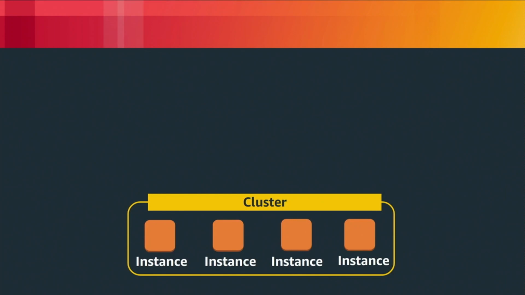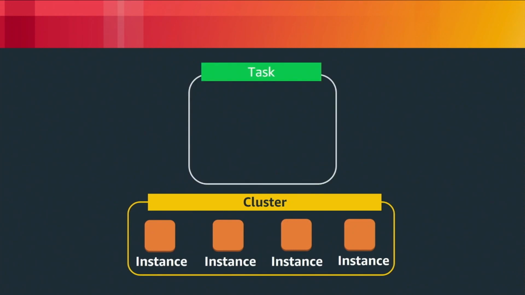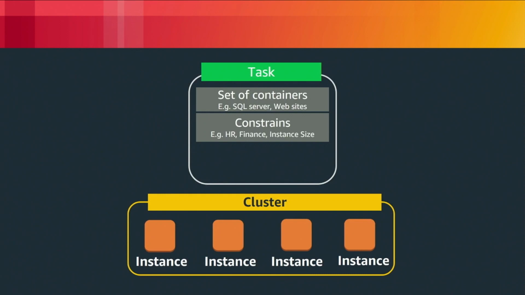How ECS works is that you have this concept called a cluster. A cluster is an abstraction over some amount of memory, CPU, and storage. And then you create this thing called a task. A task is where you define the set of containers you want to run. It could be your IIS website, your web API, your SQL server. SQL server is now also available in containers. And the set of constraints.